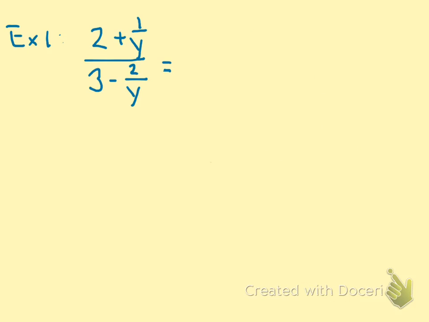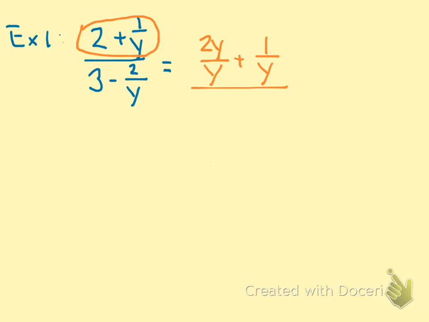So let's get rid of the notes here. We're going to treat the numerator and the denominator separately from each other. In the numerator I have 2 plus 1 over y. And I already know that my least common denominator is y. It's the only denominator that appears. So we can simplify this as 2y over y plus 1 over y.